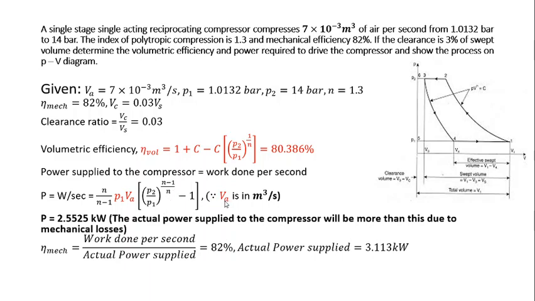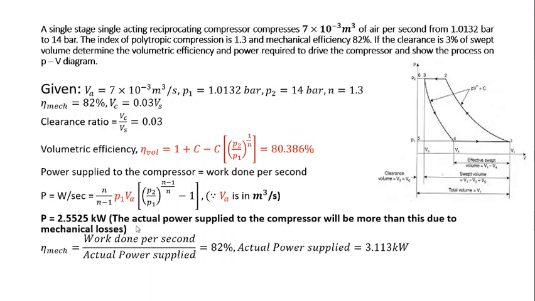Here the volume VA or V1 is in meter cube per second. Sometimes it may be in meter cube per cycle. If it is in meter cube per cycle, you have to convert it into meter cube per second. For that, multiply this expression with N by 60, where N is the speed of the compressor in revolutions per minute, RPM, by 60. From that we will get power equal to 2.5525 kilowatt.